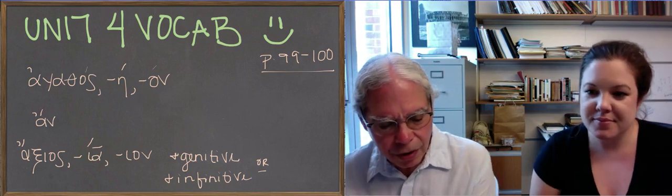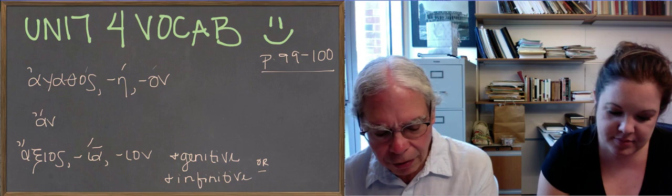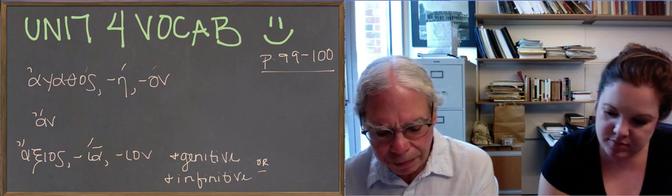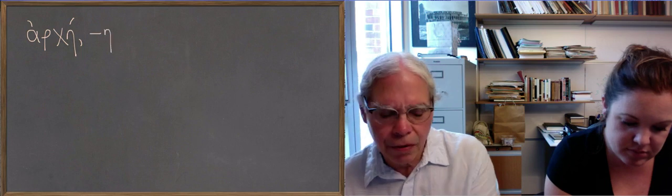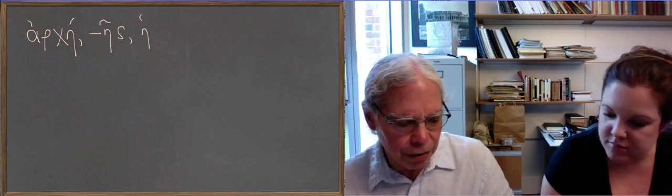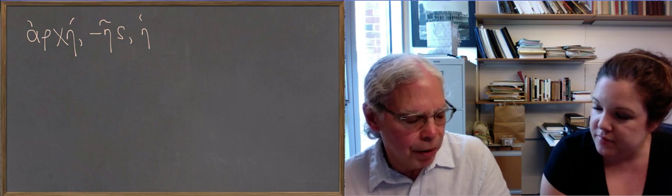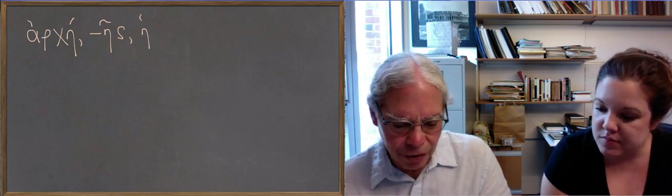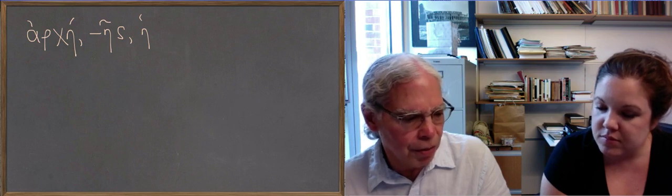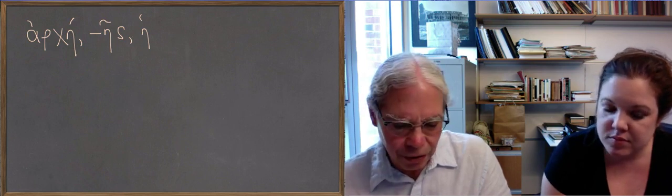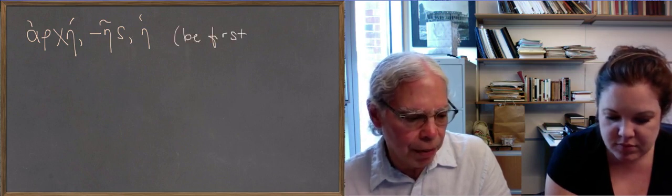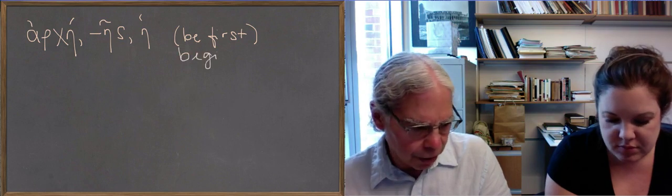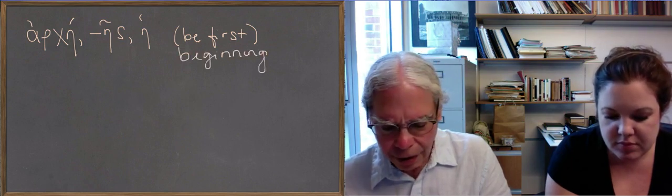The next word is arche, arches, feminine noun of the first declension, that means two very different things to us, beginning and rule or empire. And the reason for the two wildly different meanings is that this root originally meant to be first. So if you're first, you're in charge of something, and you also begin something. So that's the underlying link between beginning, as the meaning of arche, and rule or empire. It's the word for the Athenian Empire in the latter half of the 5th century, the arche.